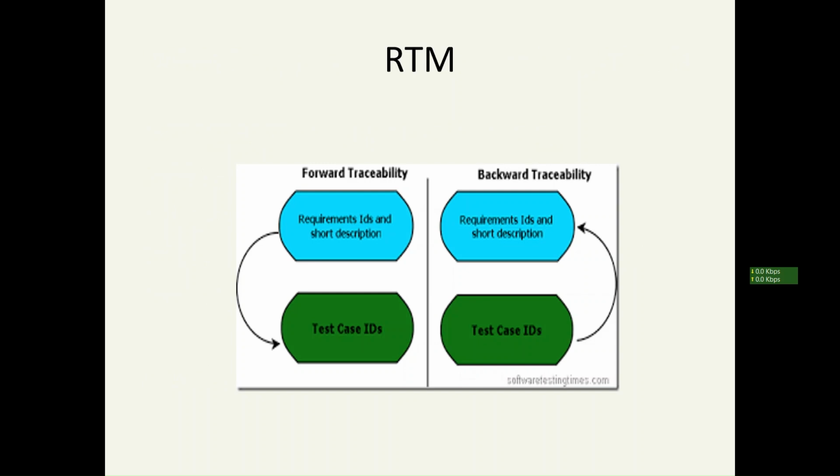RTM can be forward traceability and backward traceability. When you trace from requirements to defects, that is called forward traceability. When you trace from the back side, if a bug is found, you ask what the test case is, what the scenario is, and what requirement is linked to it. Tracking that is called backward traceability.